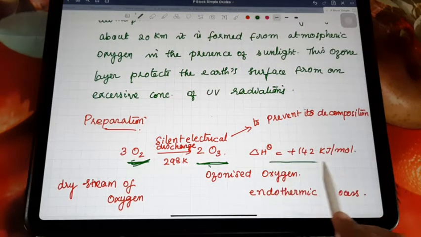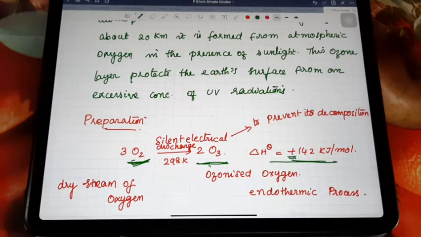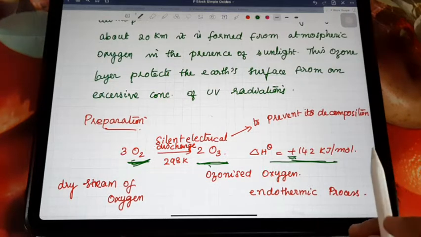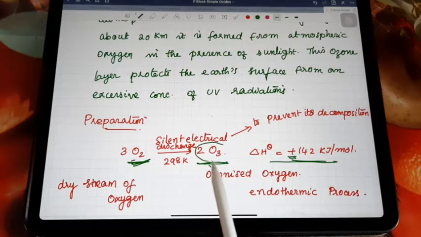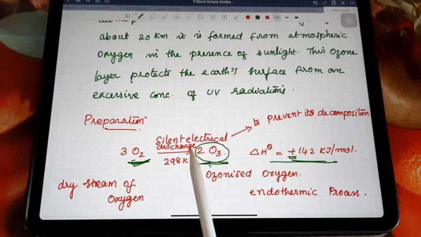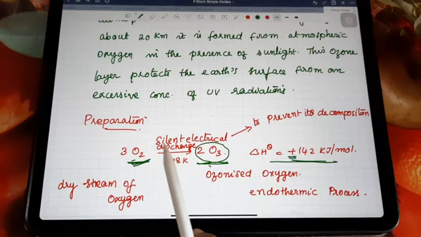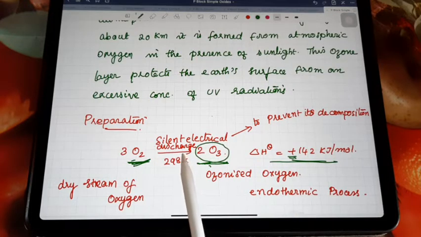And here the delta H value written is a positive value. That indicates it's an endothermic reaction. Why is it said to be an endothermic reaction? Because the formation of ozone needs the silent electrical discharge. Why is the silent electrical discharge needed? Because of this endothermic reaction, the absorption of heat is needed. Absorption means they are taking the energy in the form of silent electrical discharge.